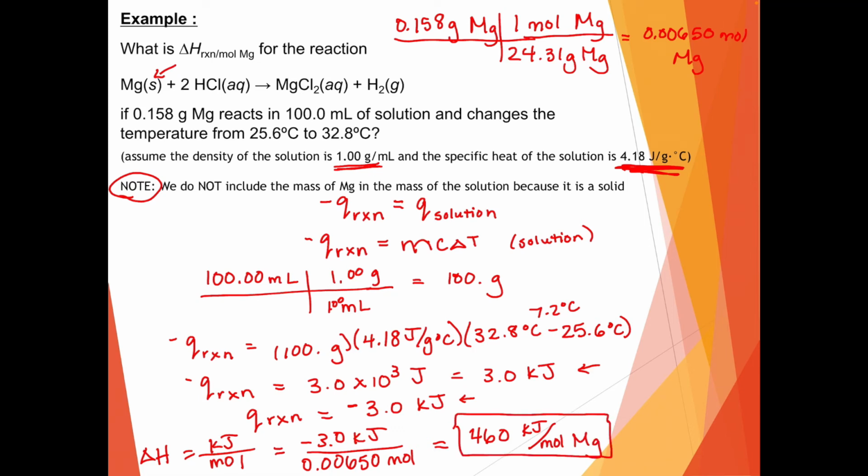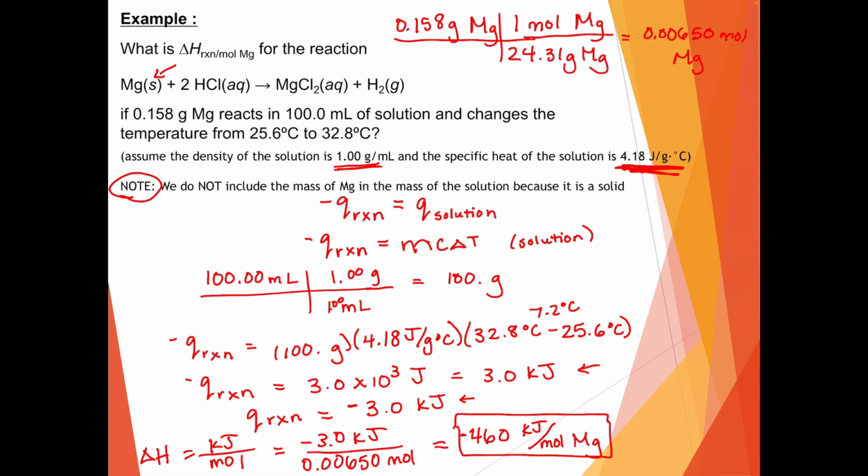So again, we're going to use calorimetry to calculate our Q of our reaction, right? We're going to calculate our MC delta T of our solution. That'll give us Q of our solution, which will tell us Q of our reaction because they're always equal and opposite. We can convert that to kilojoules and then divide by moles to get our answer for our delta H value, our enthalpy of our reaction.